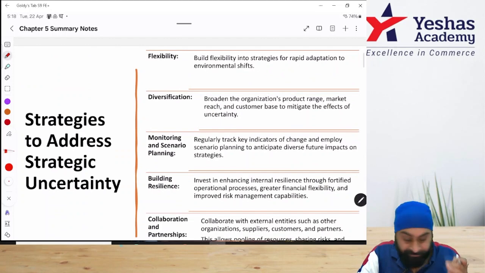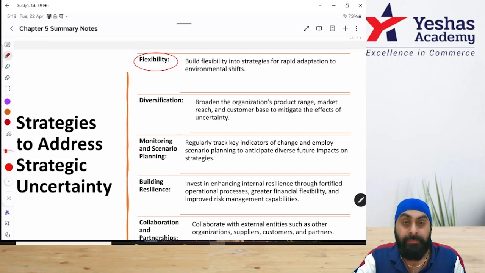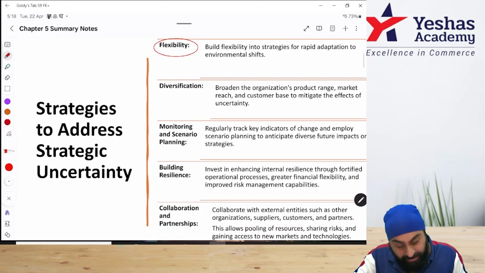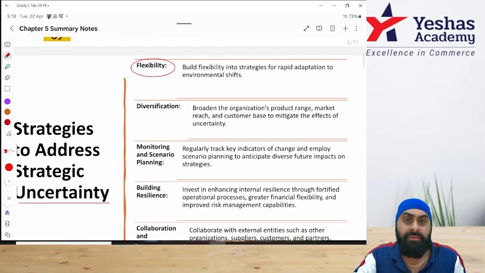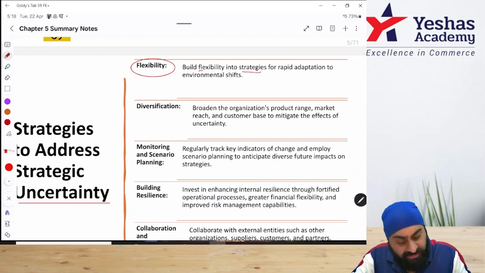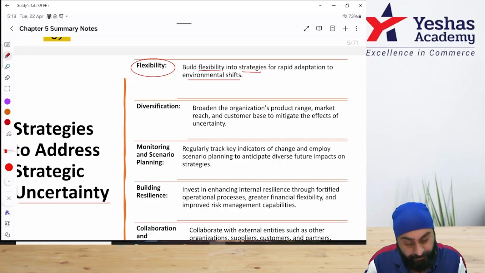Flexibility. What do you mean by flexibility? See, there are uncertainties. What you would need to address or solve the problems of uncertainty is flexibility. If there is uncertainty, make sure that your strategy is flexible enough to understand environmental shifts and shift according to the environment. Your problem of uncertainty will be solved.